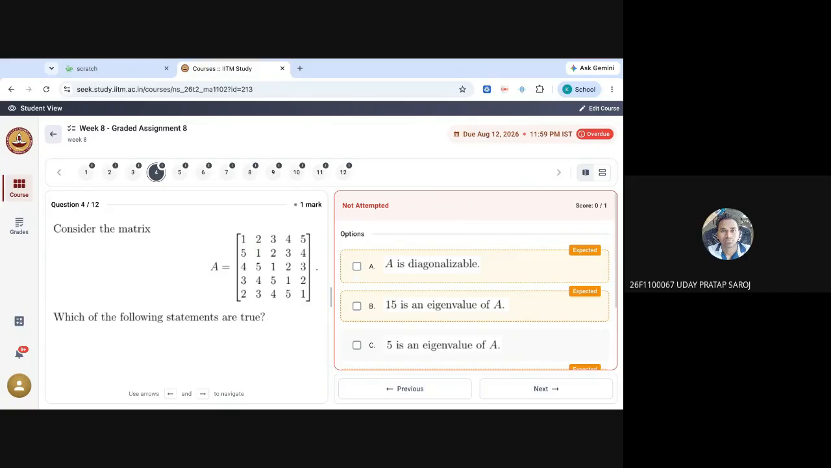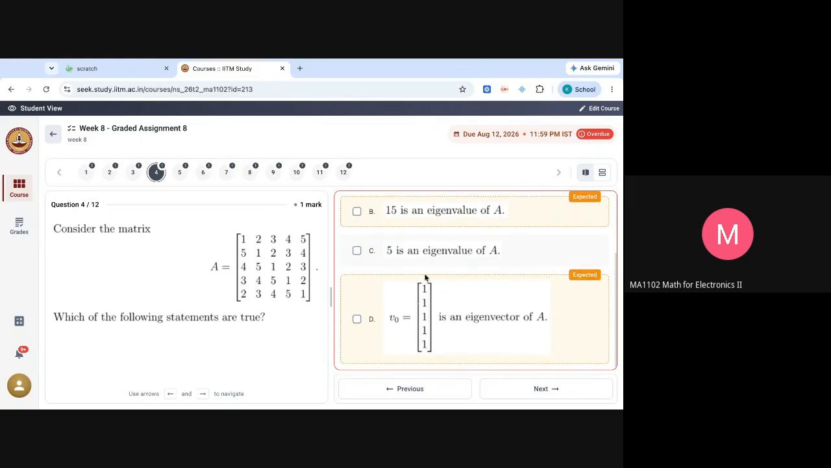How did you confirm B? So see, each row adds to 1, right? Sorry, 15. The sum of elements in each row is 15. So that means the sum of the columns is 15, 15, 15, 15, 15, right? So that is 15 times 1. So 15 times this vector. So that is an eigenvector.